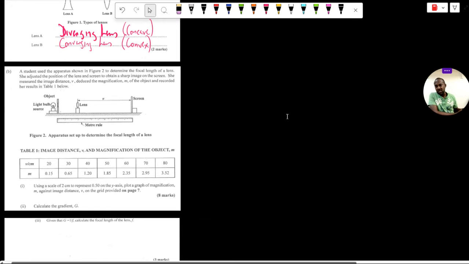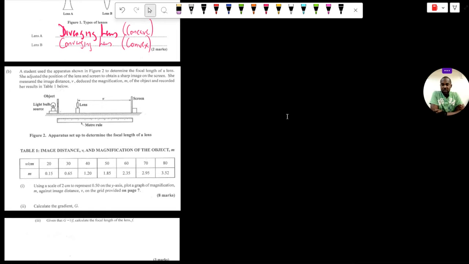Part B of the question says a student used the apparatus shown in figure 2 to determine the focal length of a lens. She adjusted the position of the lens and screen to obtain a sharp image on the screen. She measured the image distance V, deduced the magnification M of the object, and recorded her results in table 1 below. So we see the setup of the equipment here. Here we have the object, the light bulb source. We have the object, which looks like a grid. And here we have the lens, and the screen. The image distance is the distance between the lens and the screen, and they'll be adjusted to obtain a sharp image.